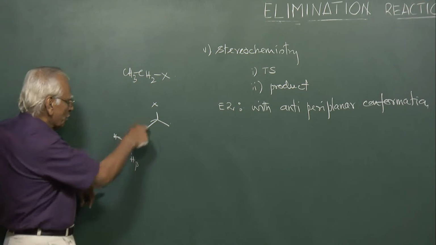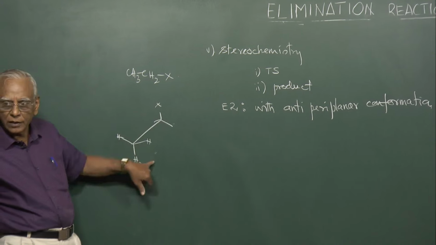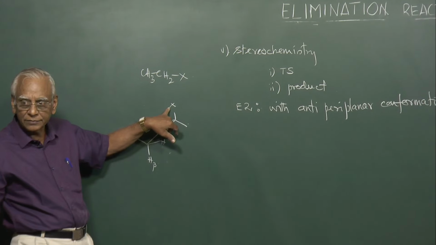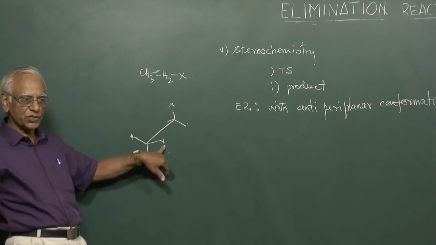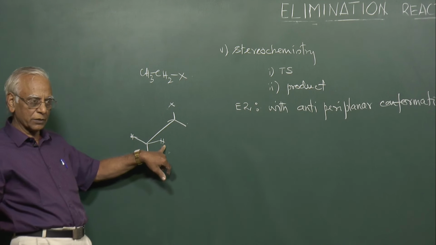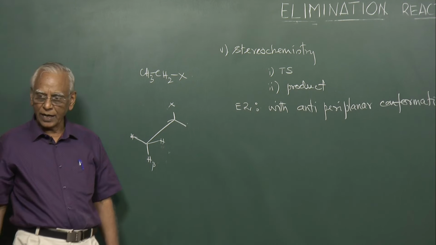What is the relative position of this hydrogen atom when compared to this? Tell me. When compared to the halogen, what is the relative position of this hydrogen atom? Gauche. Skew. Write it. Skew. And these two hydrogen atoms are anti-hydrogens.